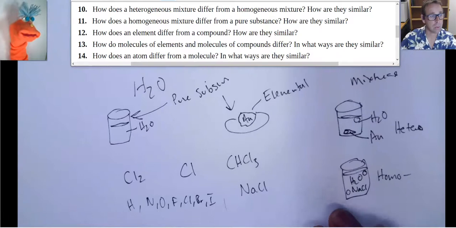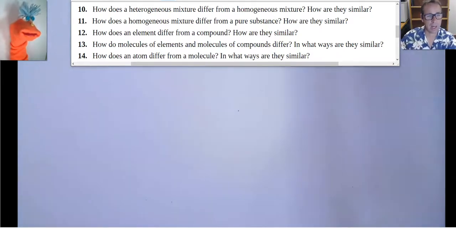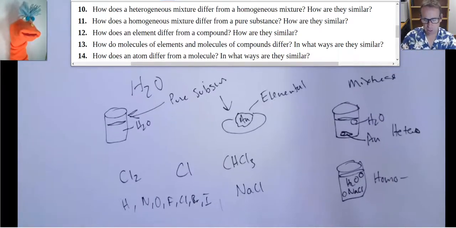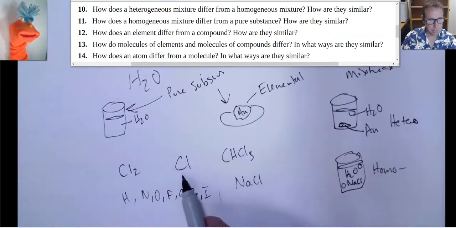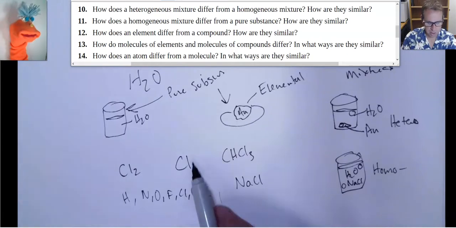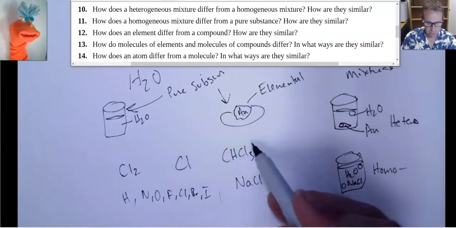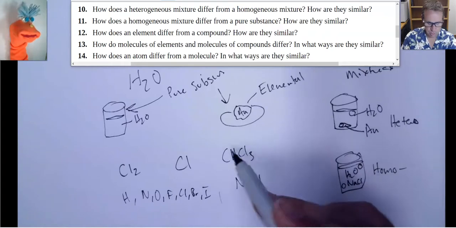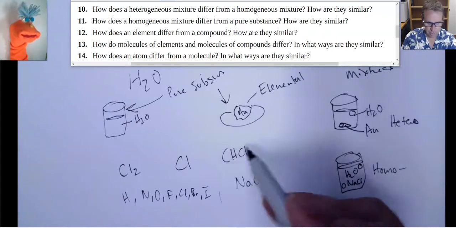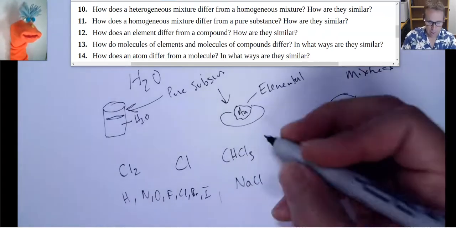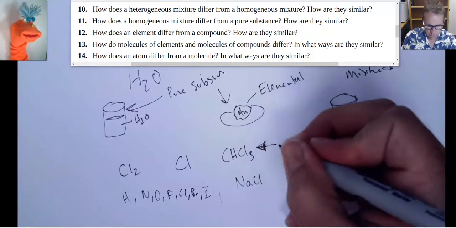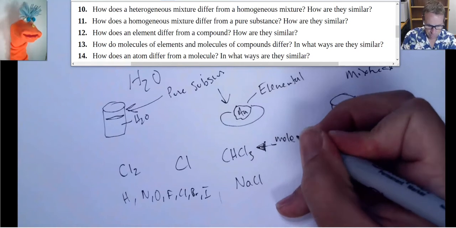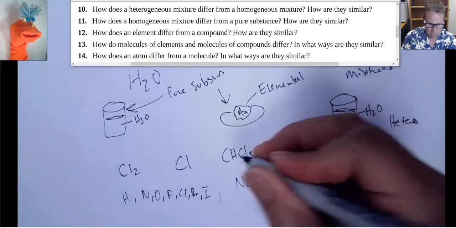Okay. So number 14, how do atoms differ from molecules? Well, an atom, like a chlorine atom, is different from a molecule because it's by itself. Here, that atom of chlorine is combined in different kinds of compounds, and we call molecules compounds that contain, this is an example of a molecular compound. This is a molecule.